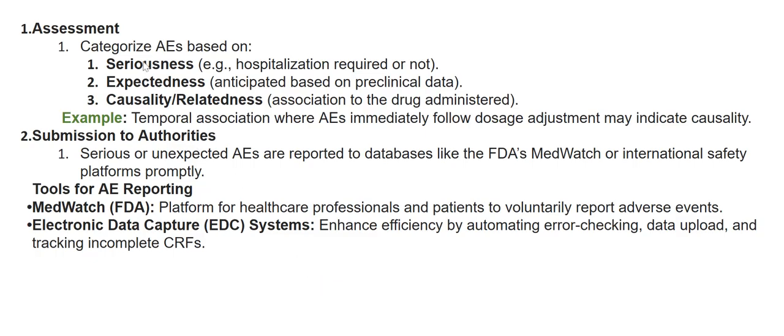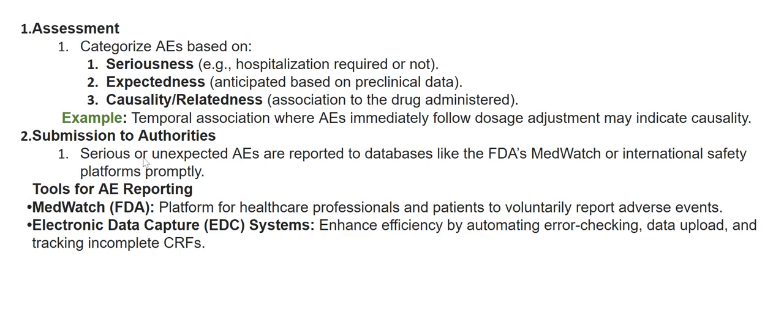Assessment. Categorize AEs, adverse events, based on seriousness, for example, hospitalization required or not; expectedness, anticipated based on preclinical data; causality, relatedness, association to the drug administered, the investigational drug, investigational product, or study medication administered or not. Example, temporal association, where AEs, adverse events, immediately follow dosage adjustment may indicate causality.